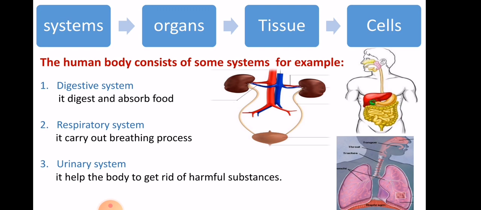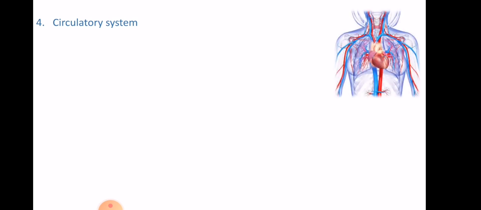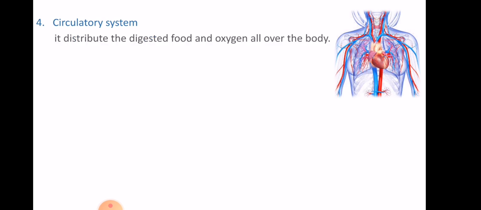The third system here is the urinary system. The urinary system helps us to get rid of wastes from our body, and it consists of the two kidneys. Okay, the fourth system is the circulatory system. As we see, the circulatory system consists of the heart, some veins, blood and so on. This system helps to distribute the digested food and oxygen all over the body. We know that our blood carries all the digested food and the oxygen to all the body parts.